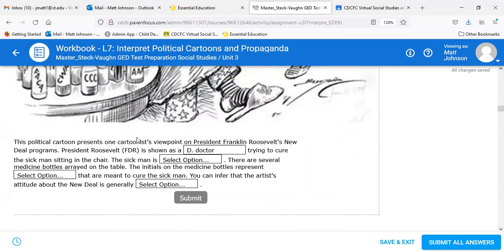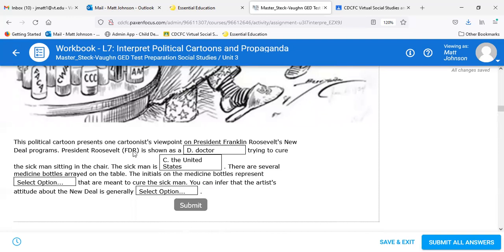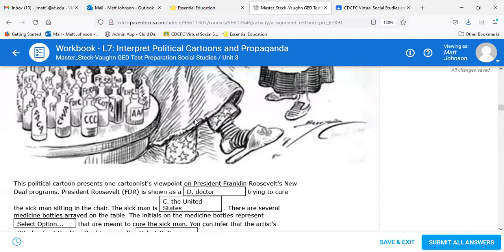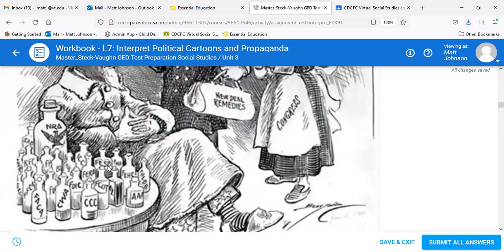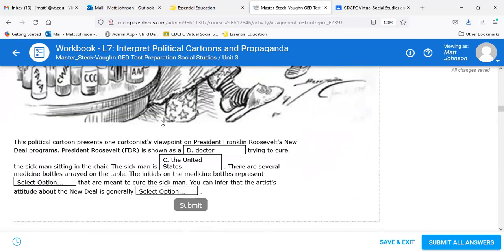The sick man is who? The New Deal, the Constitution, the United States, or Congress? C, yeah, the United States. Yep, the whole country, right? And you can see here the little stars and stripes. Well, it's the stars on his pants underneath his little robe there, or his coat. So that gives you an indication that's supposed to be the U.S.